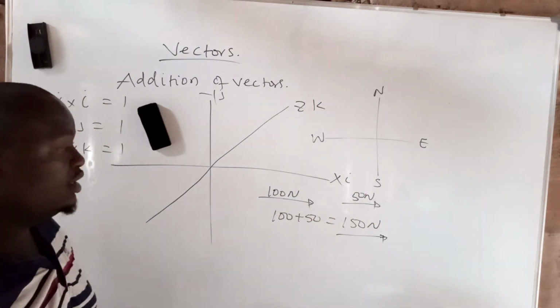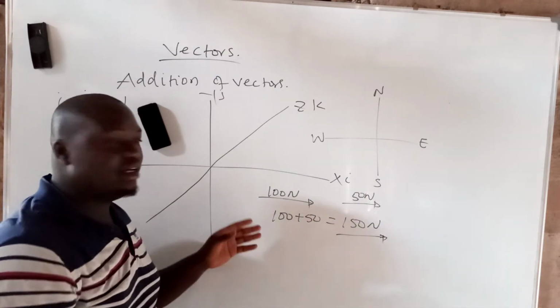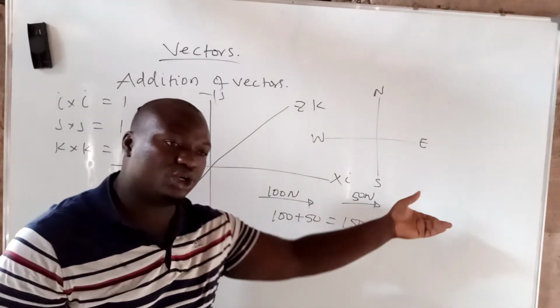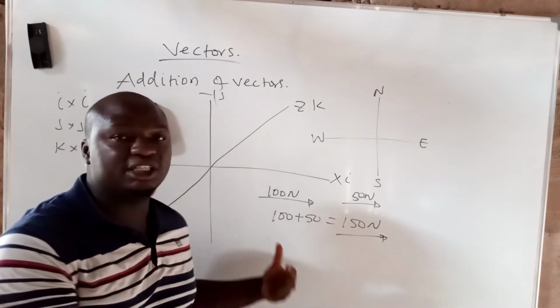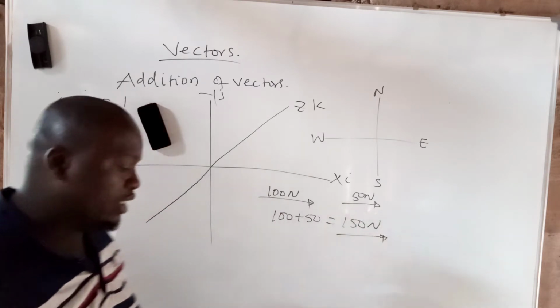So that's why I said, when vectors are of the same kind and they are moving towards the same direction, you add them together. If they are moving towards opposite directions, you subtract one from the other.